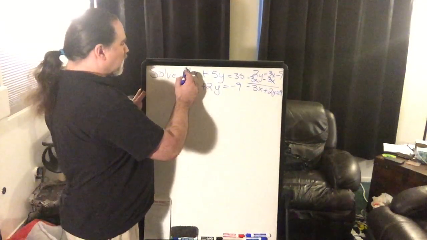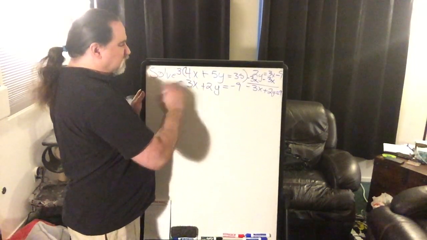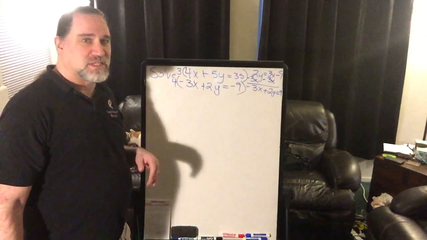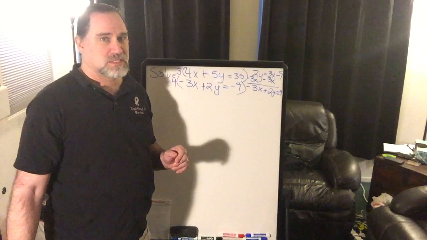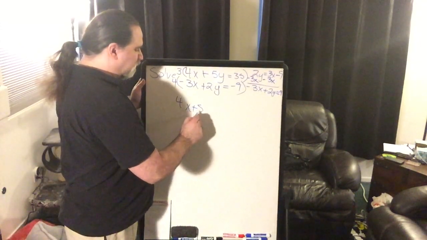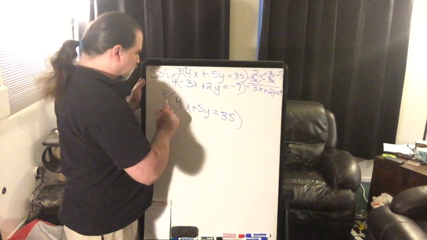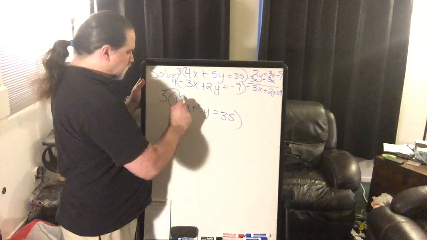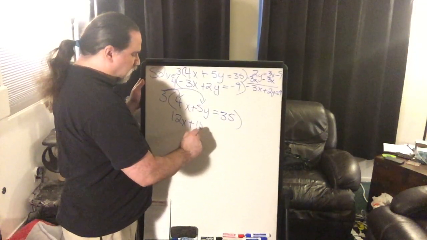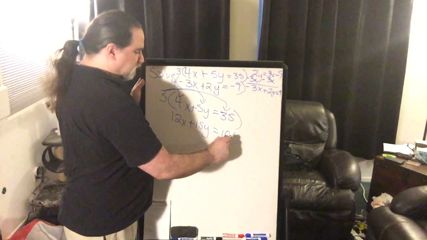So I'm going to multiply the top equation by 3 because that'll give me 12x. And I'm going to multiply the bottom equation by 4 because that's going to give me negative 12x. So let's do that one thing at a time. So 4x plus 5y equals 35, and I'm going to multiply that whole thing by 3. So it's going to get me 12x, it's going to get me 15y, and it's going to get me 105.